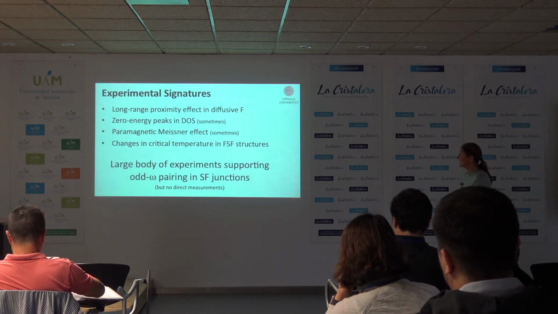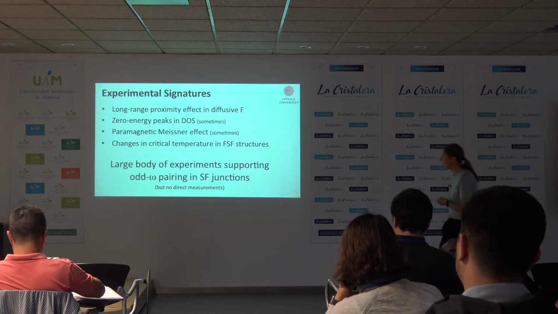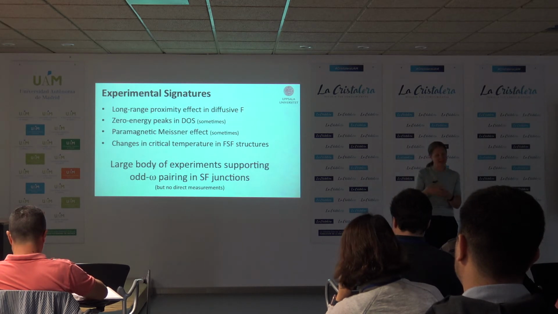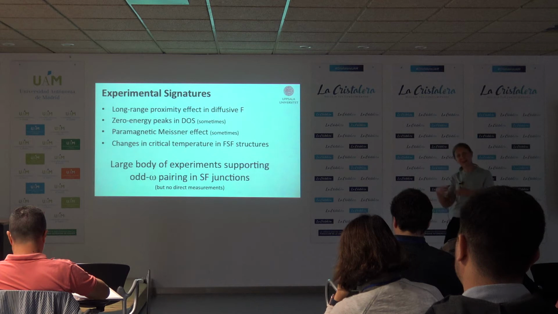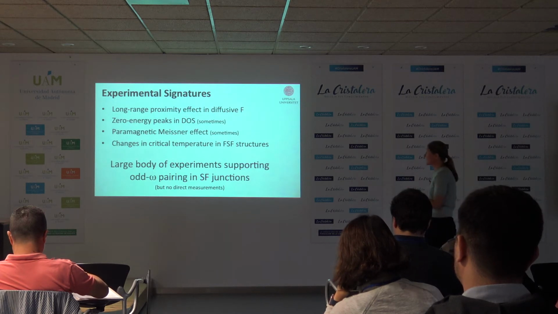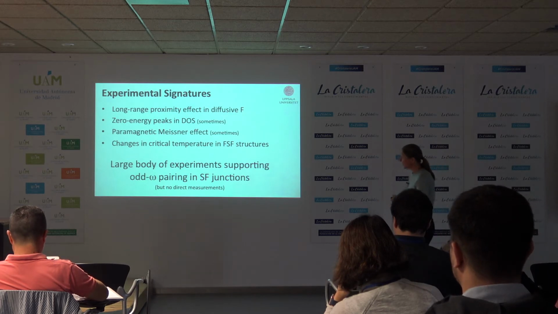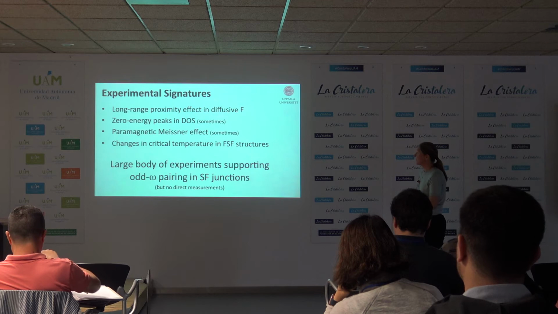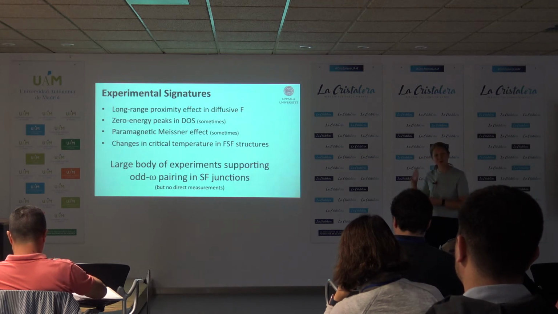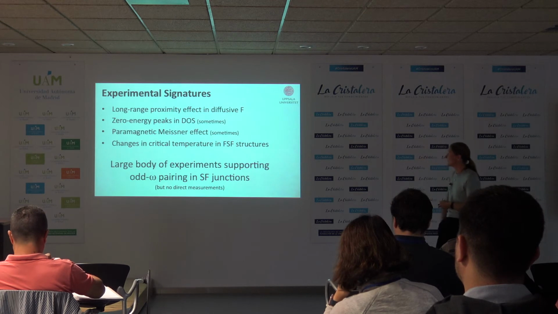The paramagnetic Meissner effect is very often found in these systems. Usually the Meissner effect is diamagnetic, meaning the superconductor expels magnetic field. If it's paramagnetic, it attracts magnetic field. This has been seen in these SF junctions quite recently. I'm going to show you that in a bismuth system we get a diamagnetic Meissner effect, so it's not always true that odd frequency gives you paramagnetic.